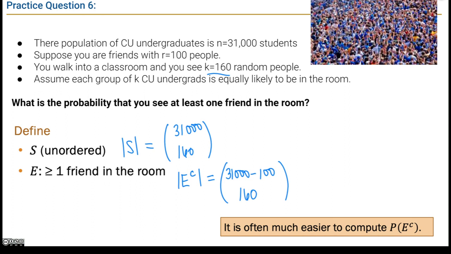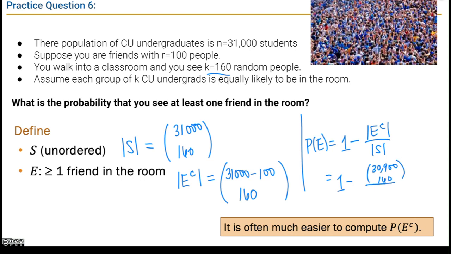Okay, so at the end of the day now, let's put it all together. The probability of E is 1 minus the probability of E complement. So that's 1 minus, and now I'm going to have 30,900 choose 160 over 31,000 choose 160. And when you do that, you're going to get approximately 0.404. So about 40% chance that you see at least one friend in the room. Pretty good chance for such a huge school.